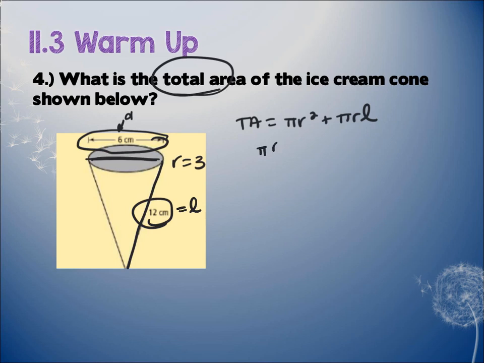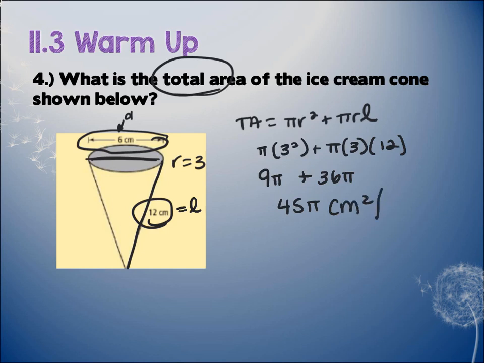So I've got pi r squared, which is 3 squared, plus pi times 3 times the slant height, which is 12. I'm going to push the pi to the back of each one. So this becomes 9 pi plus 36 pi. And then because they both have pi, this becomes 45 pi centimeters squared.